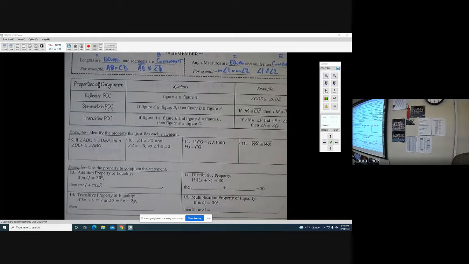All right, and then talk to the people around you about what you picked. Symmetric, transitive, symmetric, reflexive. Yeah. 9 and 11.